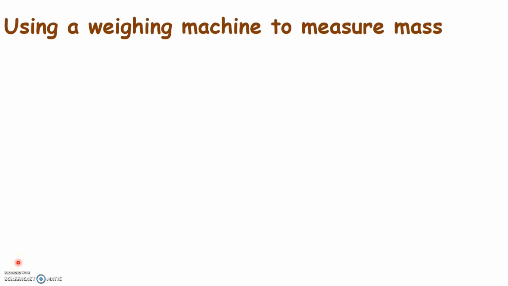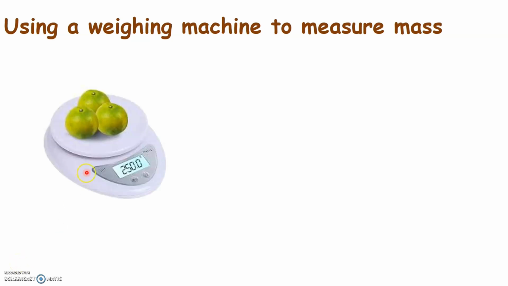Nowadays, shopkeepers also use digital weighing machines like how you see here in order to measure quantities of food items that they sell to their customers. So as you see here, these digital weighing machine, it has a digital screen where the mass of the object is displayed here.